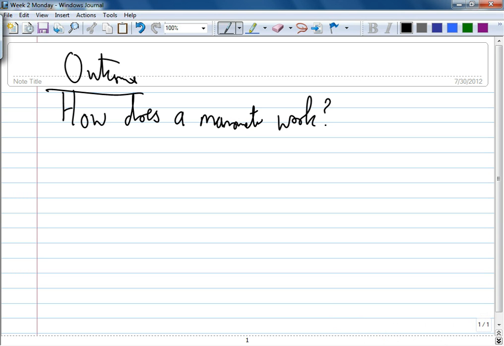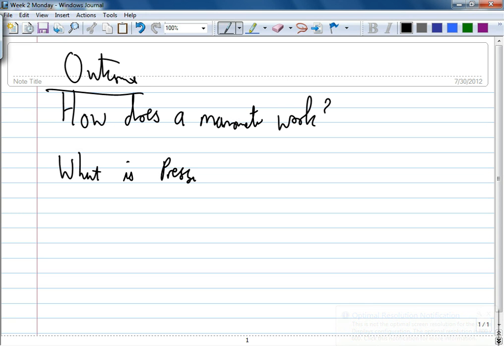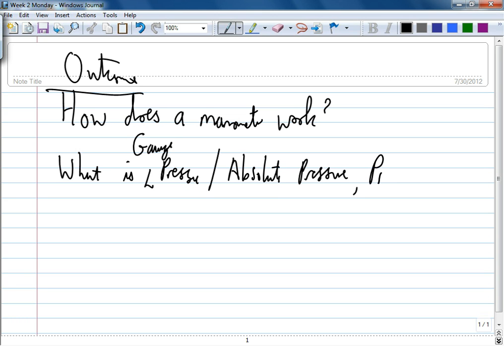All right. So today, in this lecture, we'll continue on with how the manometer works. That continues from the fluid statics we did last Thursday. We'll discuss what pressure is: gauge pressure, absolute pressure. So you cannot read this one. Okay, gauge, absolute, what else? Pressure head, and so on.